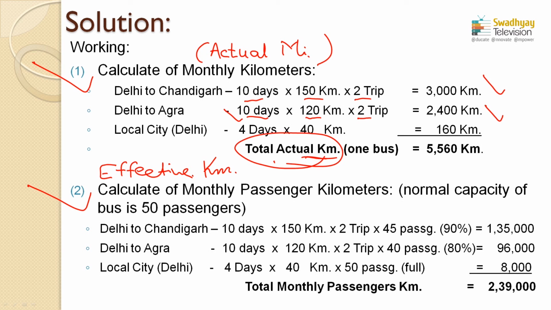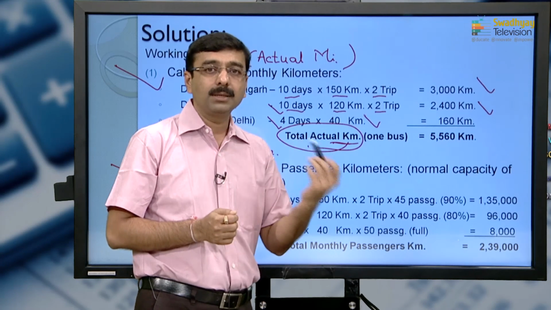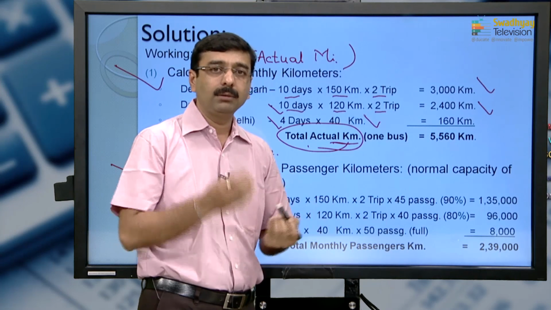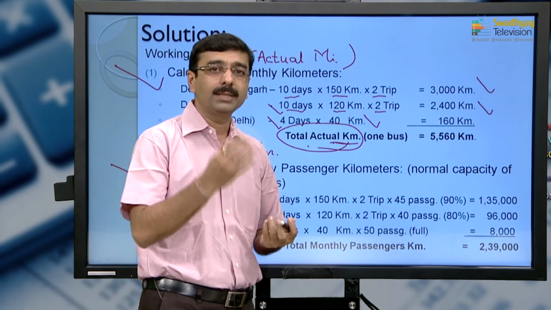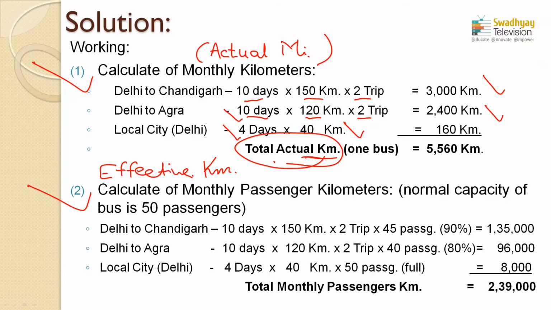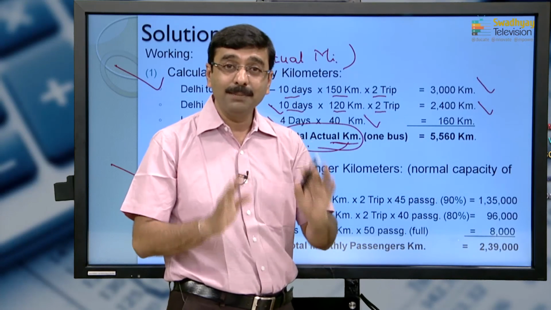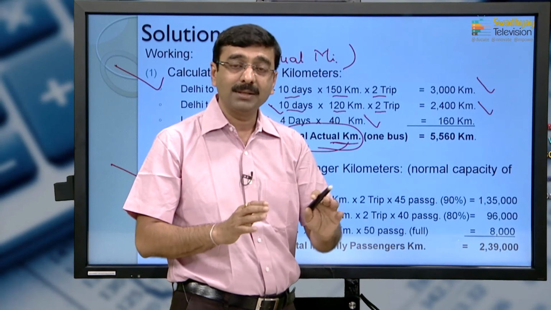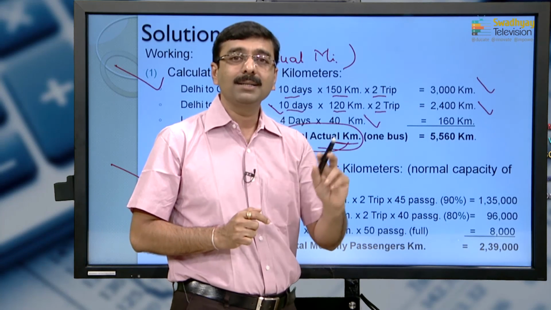Now, the third information, local city, it works 4 days, 40 kilometers each day. So, it means it runs 40 kilometers in a day, and the total number of days it works in the local city is 4 days. So, 40 kilometers and 4 days. Here it is not a to and fro trip, it is simply said that it is 40 kilometers, so we assume that it is a circular route.